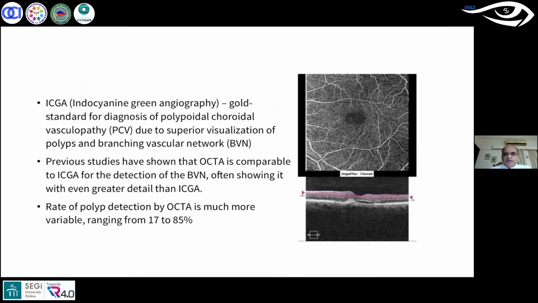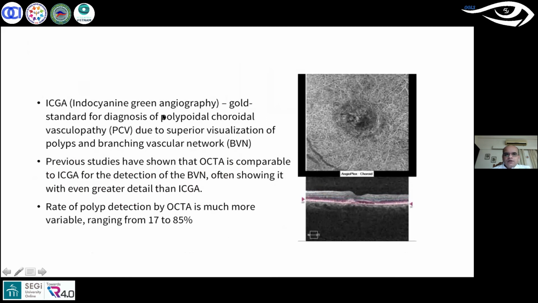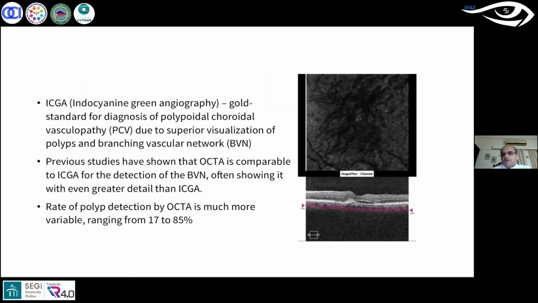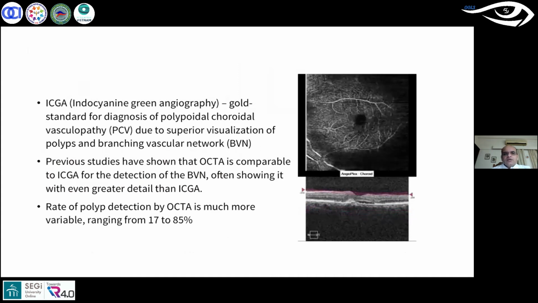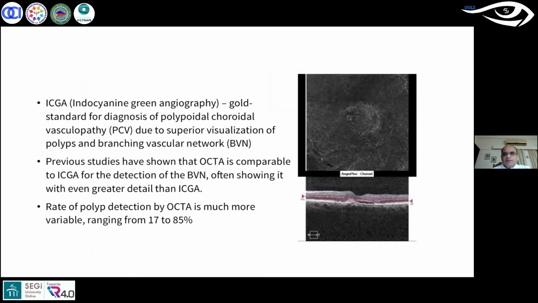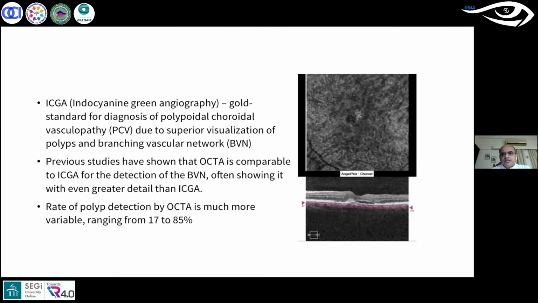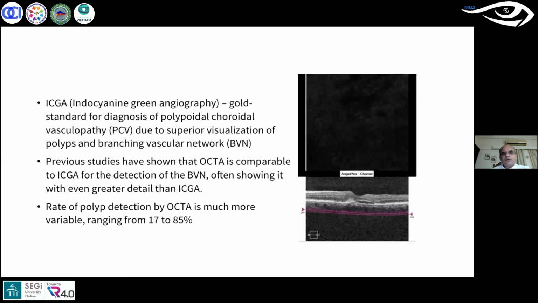Now, ICG angiography is the gold standard for diagnosis of polypoidal choroidal vasculopathy, due to its superior visualization of polyps and the branching vascular network. Unfortunately, in our setup in Mumbai, it's very difficult to come across centers that can perform an ICG angiography. So until the advent of OCT angiography, this used to be one of our limitations, where patients who were not responding to treatment with anti-VEGFs, after multiple injections, we would suspect that they may have some sort of polypoidal choroidal vasculopathy, and we would get their ICG angiography done.